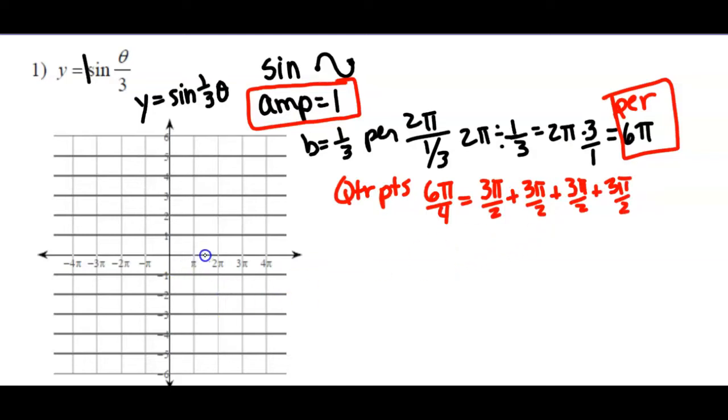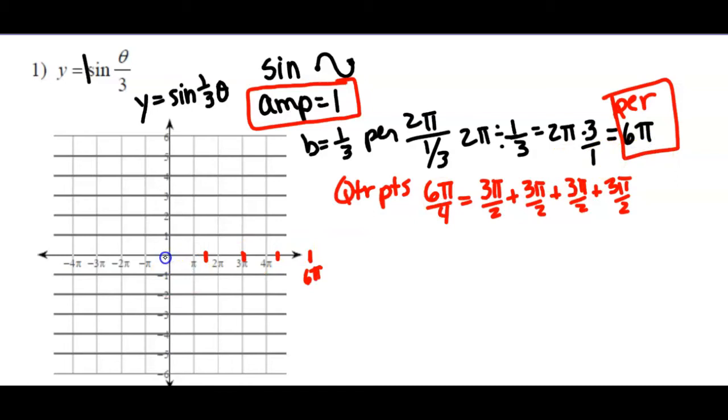The first one is going to be at 3 pi over 2. The second one is going to be at 6 pi over 2. 6 pi over 2 is 3 pi. The next one is going to be at 9 pi over 2, which would be 4.5. And then the next one would be 3, 6, 9, 12 pi over 2, which would be 6 pi. That's how we get out to the period of 6 pi.